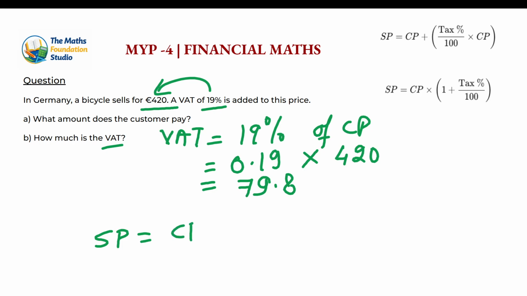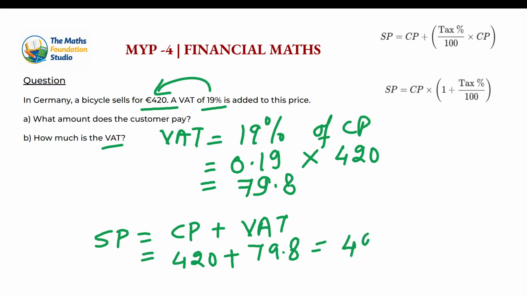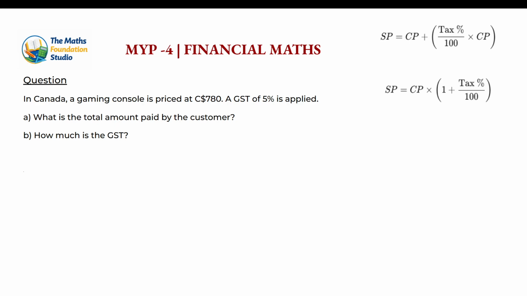Now let's try to find what is the selling price of this bicycle. It will be cost price plus VAT amount, that is 420 plus 79.8, which comes out to be 499.80 in euros. Hence, this is the selling price of the bicycle. Let's jump to next question. In Canada, a gaming console is priced at Canadian dollars 780. A GST of 5% is applied on the top of it. What is the total amount paid by the customer and how much is the GST?